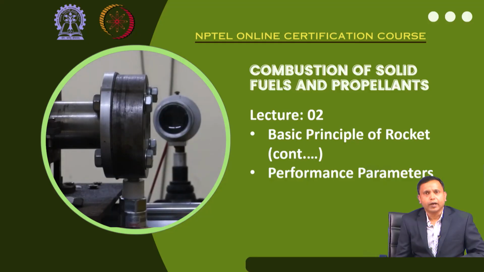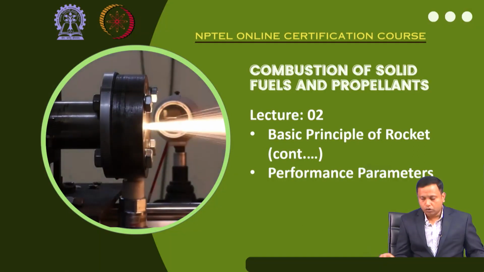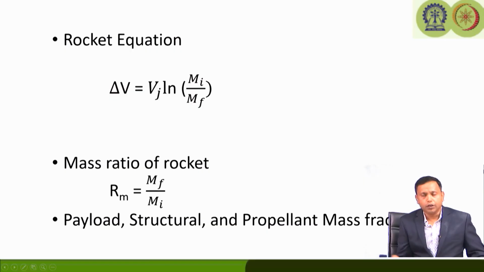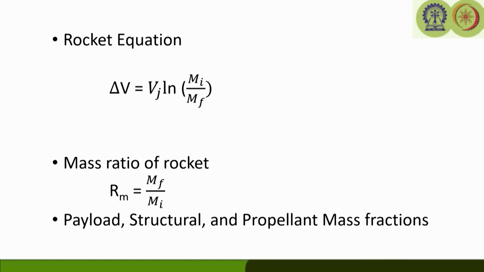Hello everyone, welcome back. So, we are starting our second lecture on the course. If you recall, in the previous lecture we had discussed the rocket equation, which is known as Tsiolkovsky's equation, and there we found that the incremental velocity delta V is equal to V j ln mi by mf, where V j was defined as the efflux velocity, mi was the initial mass of the rocket, and mf was the final mass of the rocket.